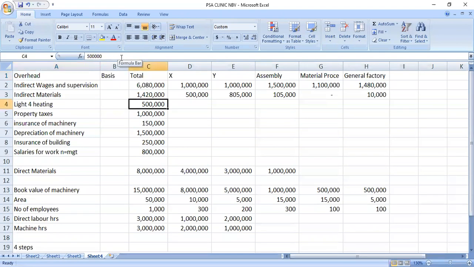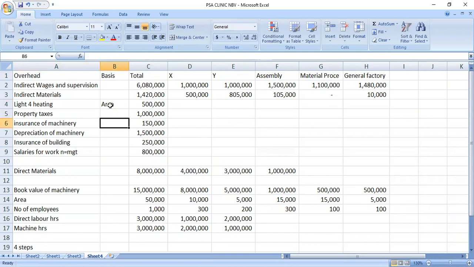Allow me just now to do it. So they're saying for X, as far as lighting and heating is concerned, the first thing is to determine the basis. Given the information, you have book value, area, number of employees, direct labor, and machine. In my opinion, I think the best option here is area as the cost driver. Others may think otherwise, but with ABC, you try to be logical. You try to make sense.